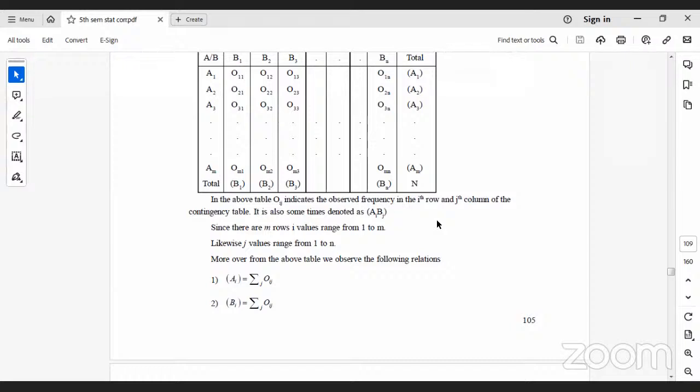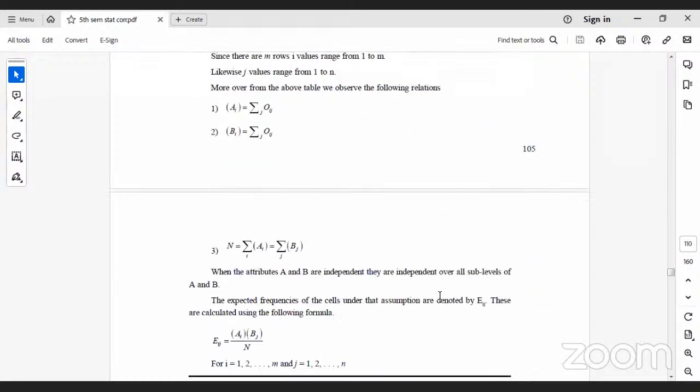Moreover, from the above table, observe the following relations. Ai is equal to the summation over j of Oij. Bj is equal to the summation over i of Oij. We are taking these conditions here. Therefore, the summation of Ai is equal to the summation of Bj, which is equal to N.